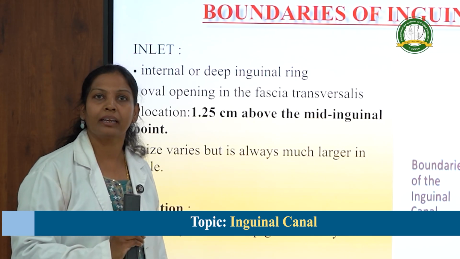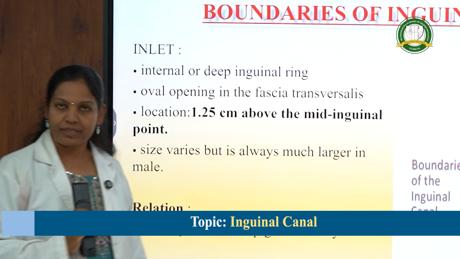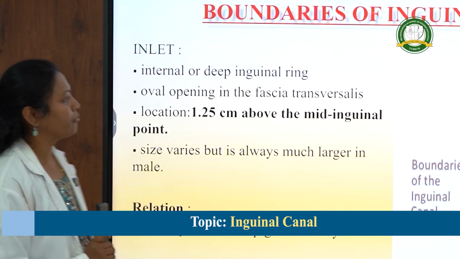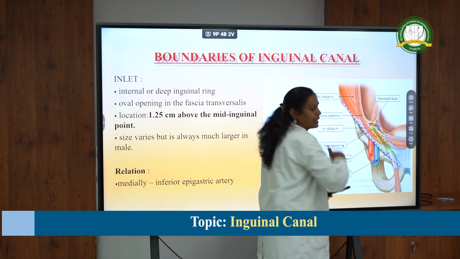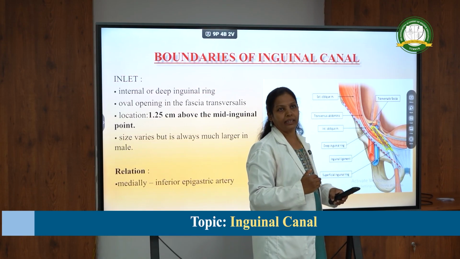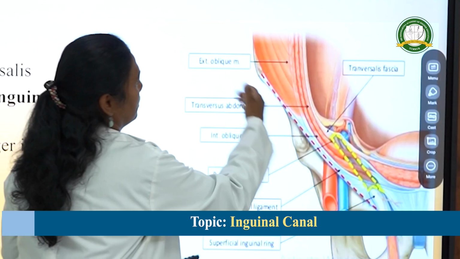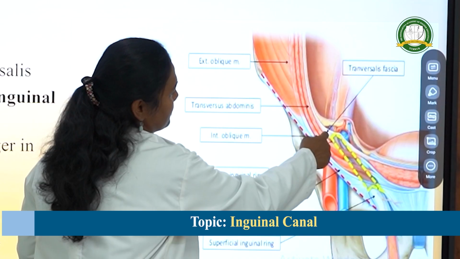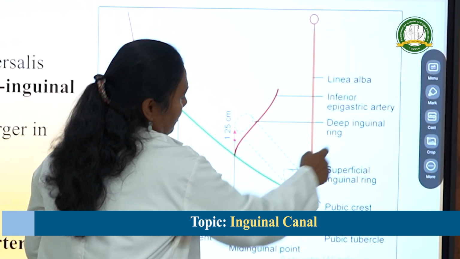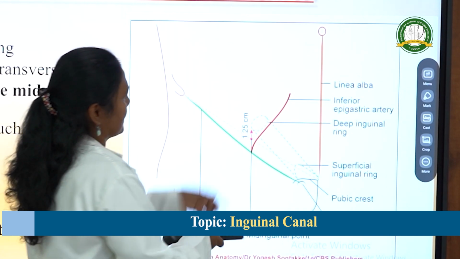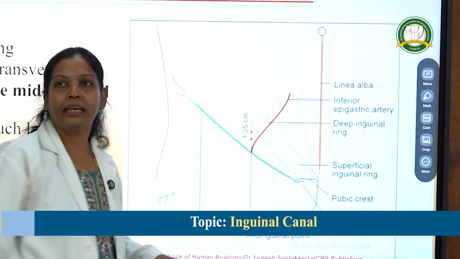What is the deep inguinal ring? It's an oval deficit or an oval opening in the fascia transversalis. Okay, so this is the fascia transversalis. It is the deepest layer of the anterior abdominal wall. So deep inguinal ring is an oval aperture present in the fascia transversalis 1.25 centimeter above the midinguinal point.